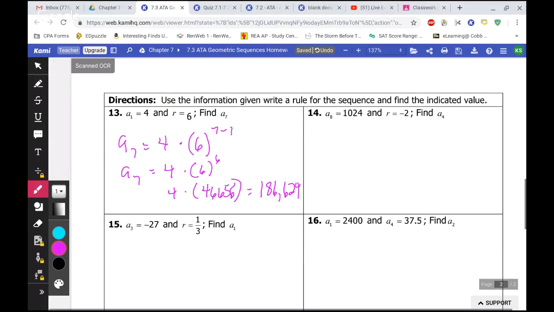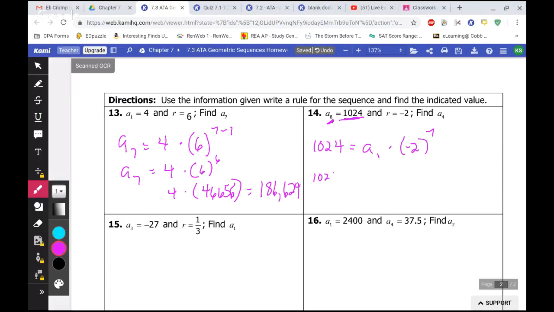On number 14, we don't know what a to the first is. So we have to find it. In order to find that, what you do is solve for it. What we do know is the common ratio and what the 8th term is. So we can put this in for a to the 8th. We don't know what a to the first is, so we're just going to use it like it's a variable. We're actually solving for that piece of the original equation. And then we're going to plug in that common ratio, and 1 less than 8 is 7.